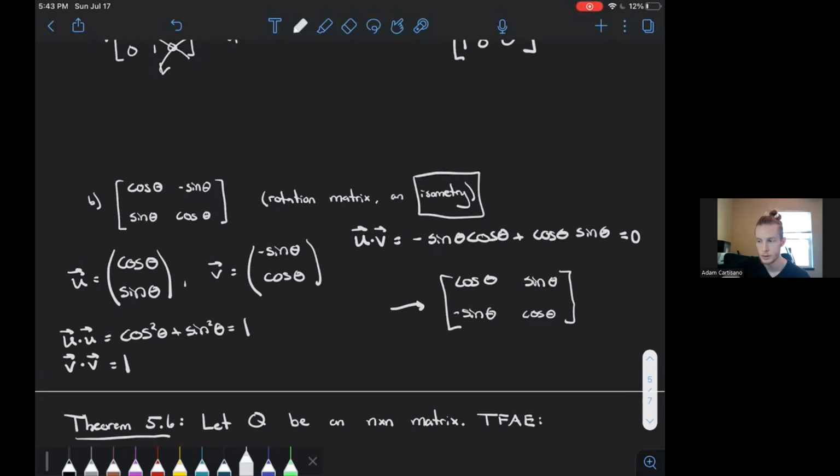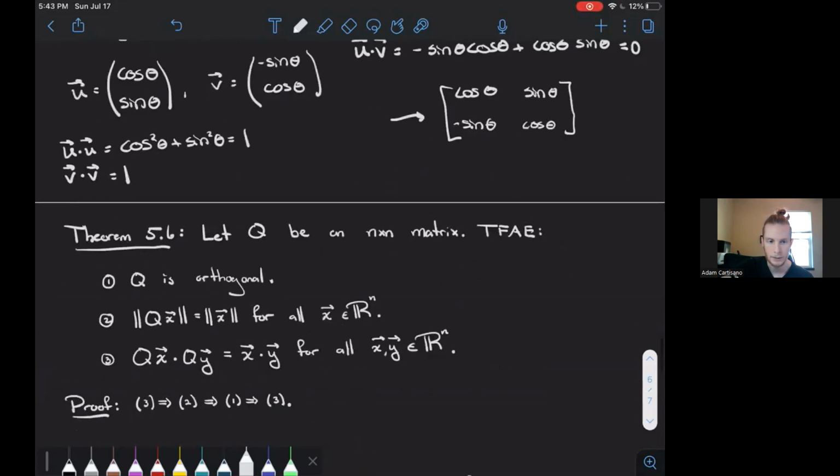In R2, you've got two options. You've got a rotation through the origin about some angle, and a reflection across some line through the origin. So isometries make up an interesting study.